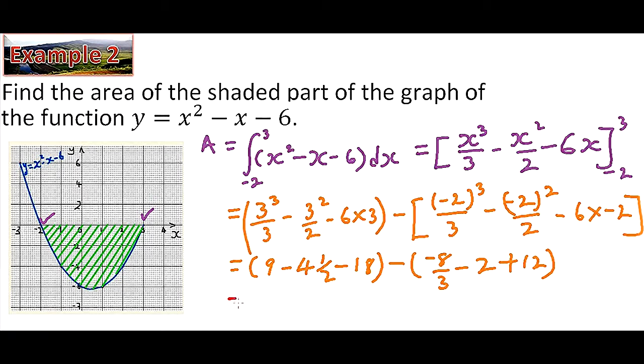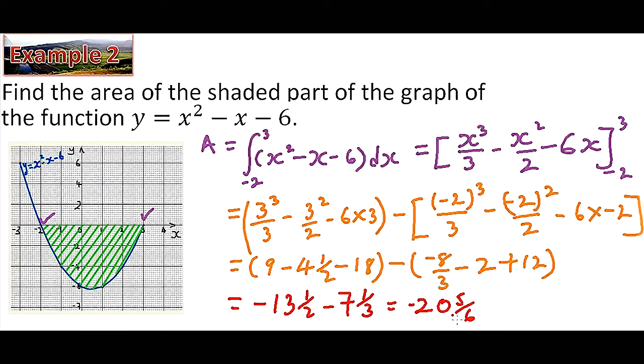Then we can now get our area. When you do 9 minus 4.5 minus 18, you will be able to get minus 13.5, minus, this will give you 7 and a third, which gives you minus 20 and 5 over 6.